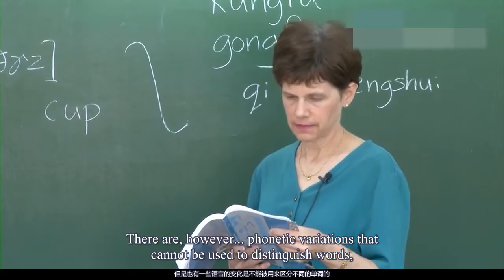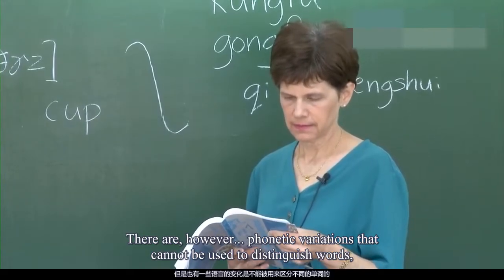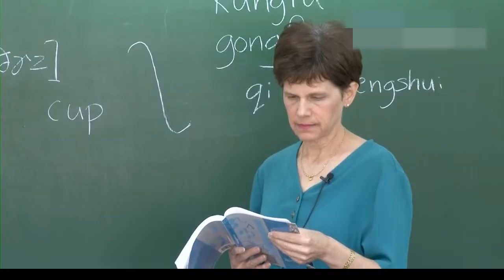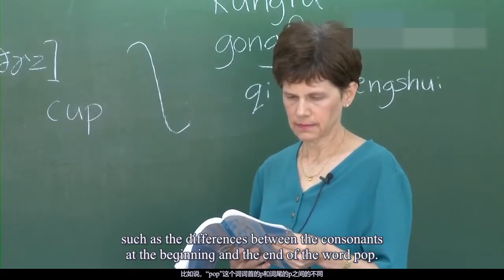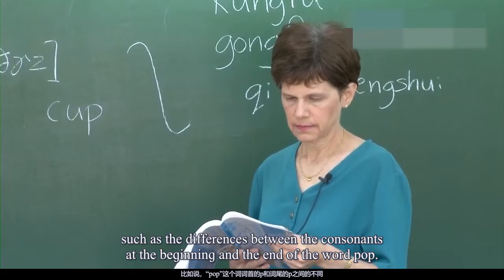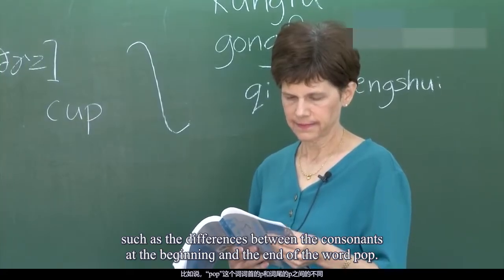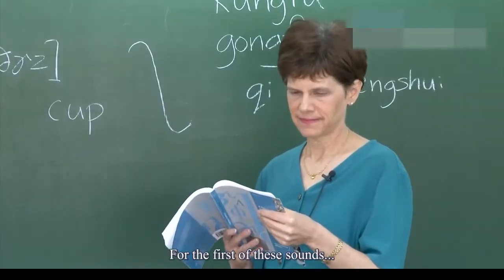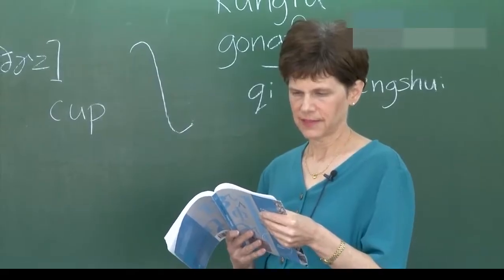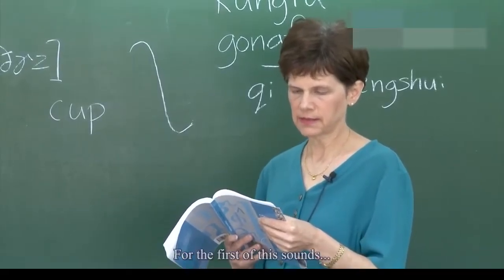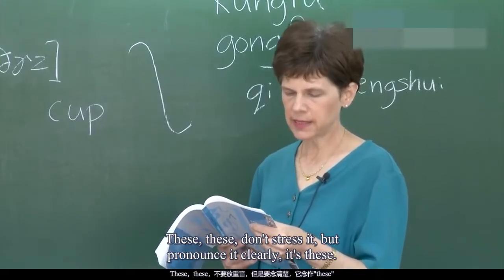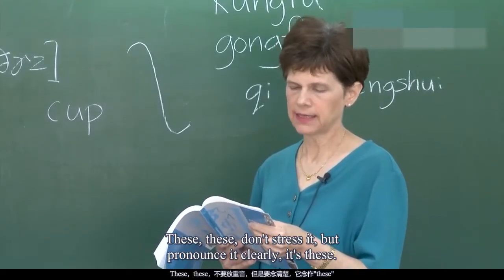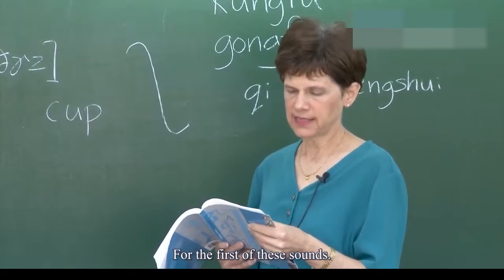There are, however, phonetic variations that cannot be used to distinguish words, such as the differences between the consonants at the beginning and the end of the word pop. For the first of these sounds. Don't stress it, but pronounce it clearly as these. For the first of these sounds.